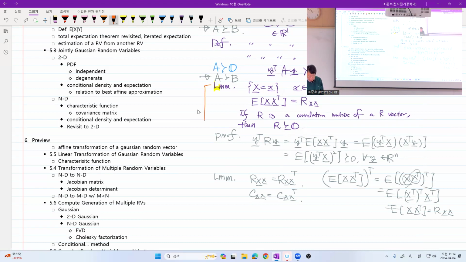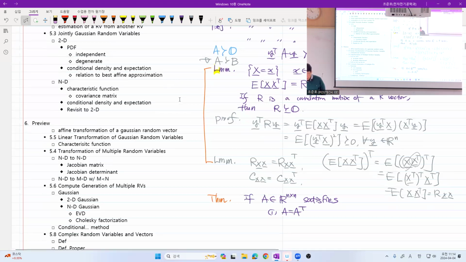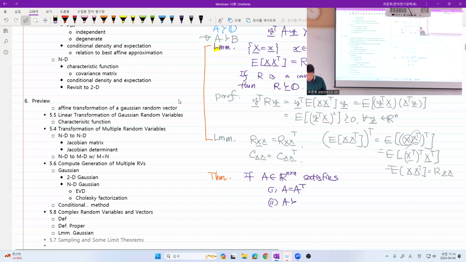Then we have a theorem. Okay? This theorem is not directly related to the correlation or the covariance matrix of a random vector. However, you can find its most usefulness when you apply it to a covariance matrix or a correlation matrix. So here we go. The theorem says that if A, that is an n by n matrix, satisfies 1, it's symmetric, and 2, it is positive semi-definite, then what happens?